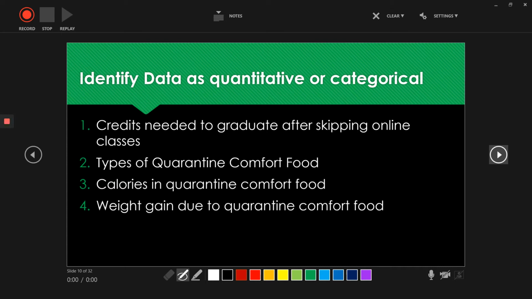So let's try identifying data as either quantitative or categorical. So basically, is it a number or is it a category, right? That's what we think about. Okay, so number of credits. So yeah, I gave it away because you say number of credits needed to graduate after skipping online classes. So it's quantitative because it's a number. Types of quarantine comfort food, categorical. Calories in quarantine comfort food, this time is going to be quantitative. Weight gain due to quarantine comfort food, also quantitative.